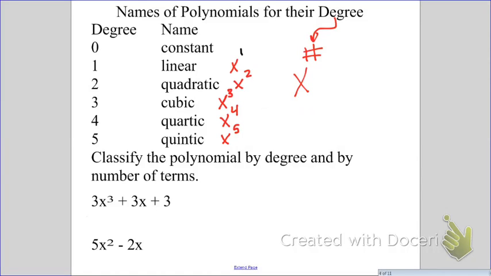So take a look at these couple examples. The highest exponent I see is 3. There are two exponents, a 3 and a 1, but we only care about the highest one we see, 3, making this cubic. How many terms are there? 1, 2, 3 things being added together, so it is a trinomial.